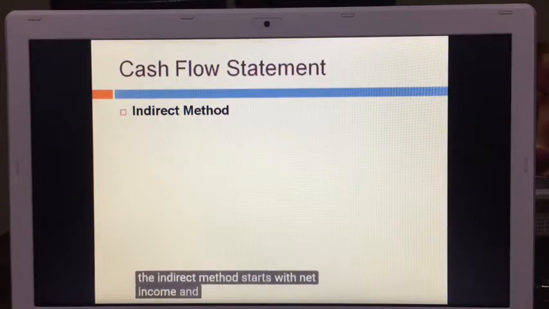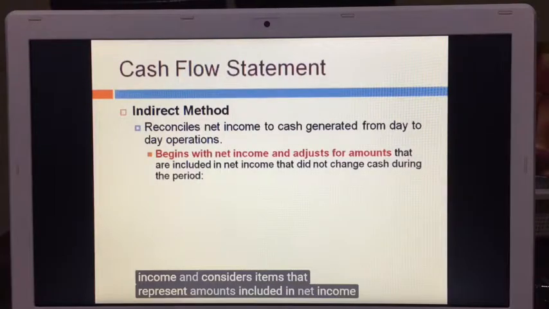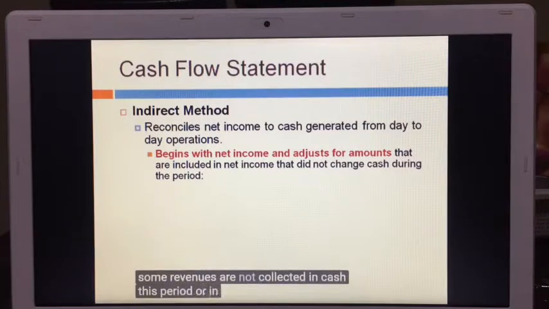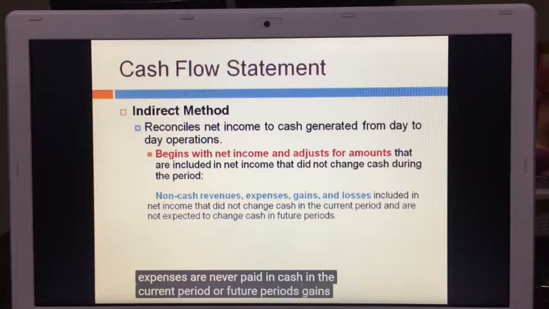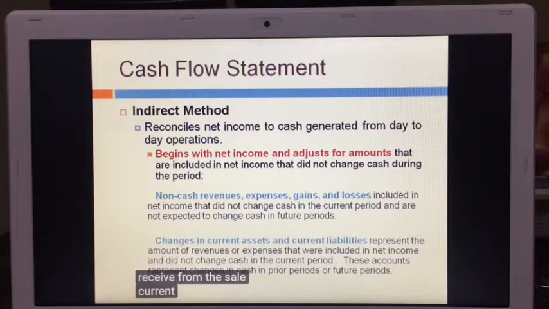The indirect method starts with net income and considers items that represent amounts included in the net income. Some revenues are not collected in cash this period or in a future period. Some expenses are never paid in cash, in the current period or a future period. Gains and losses are the net of the asset and the cash and do not equal the cash received from the sales.